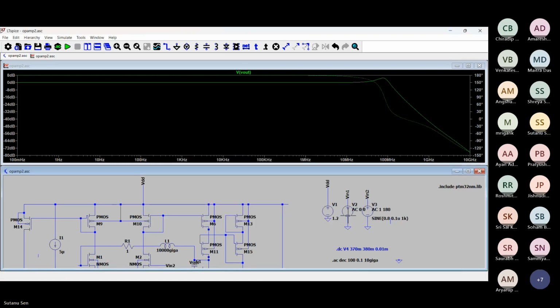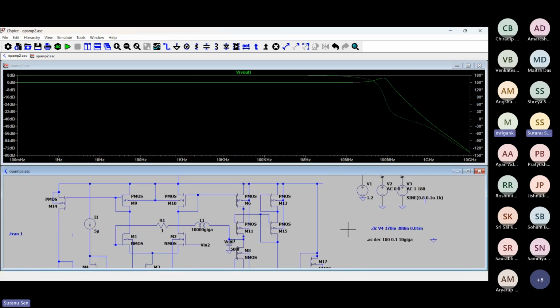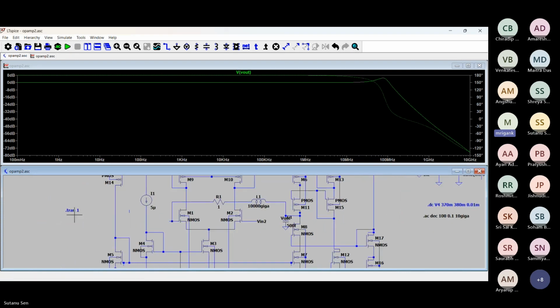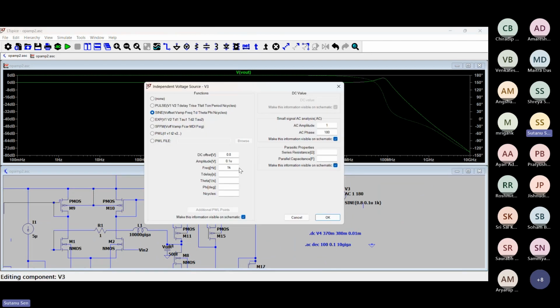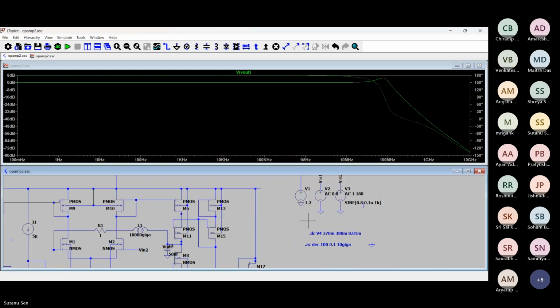Still it's not. Maybe you can just do one transient simulation, apply a sinusoid at the input V in and see, just like earlier you were doing, a very small signal. Yes, sir. I've applied a sinusoid at V in.